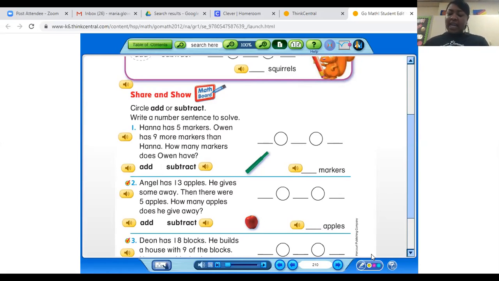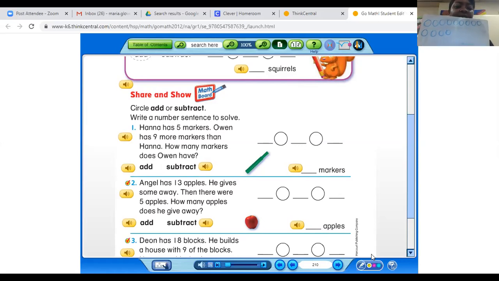Angel has 13 apples. He gives some away. Then there were 5 apples. How many apples did he give away? All right, so he started with 13 and he gave some away. Then there were only 5. So we've got to figure out how many he gave away. So we're going to take the 13 that he had. 1, 2, 3, 4, 5, 6, 7, 8, 9, 10, 11, 12, 13.